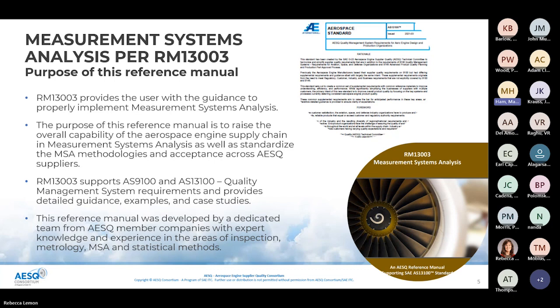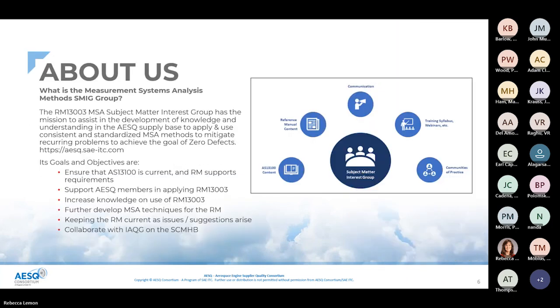So we are all volunteers from different member companies. Our SMIG, as I said, is preparing content for AS 13100. We prepare the RM material content. We do communications. We have a LinkedIn site. We create training, webinars, syllabi, and have a community of practice through LinkedIn. So we're all specialists within measurement system analysis for various companies. We compare, collaborate, and try to come to consensus on what would be useful through the whole supply chain. So that's what we do on a regular basis.